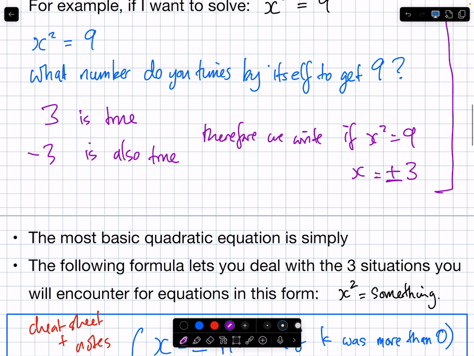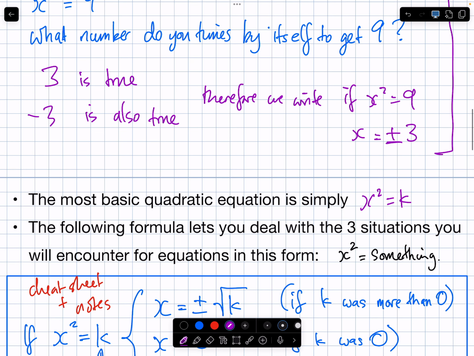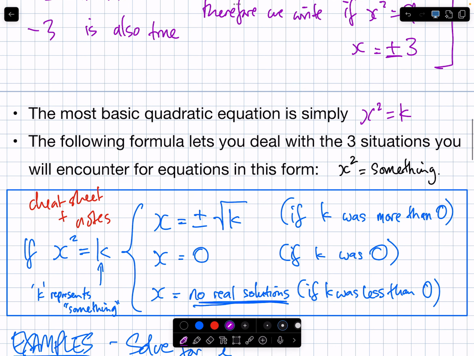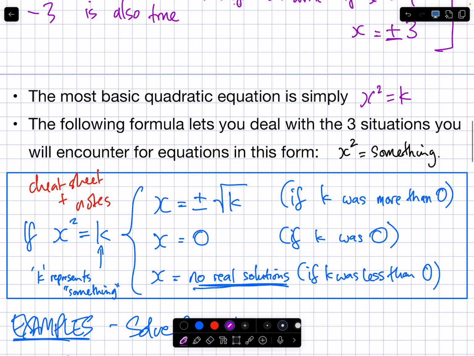There's something missing there. It's simply x squared equals k. The most basic quadratic equation is simply x squared is equal to k. This formula should go on your cheat sheet. It lets you deal with the 3 situations you're going to encounter if something is in that form. This should go on your cheat sheet and notes. Right now it looks ridiculous, but if I look here, this says if my equation is x squared is equal to k, k represents something.